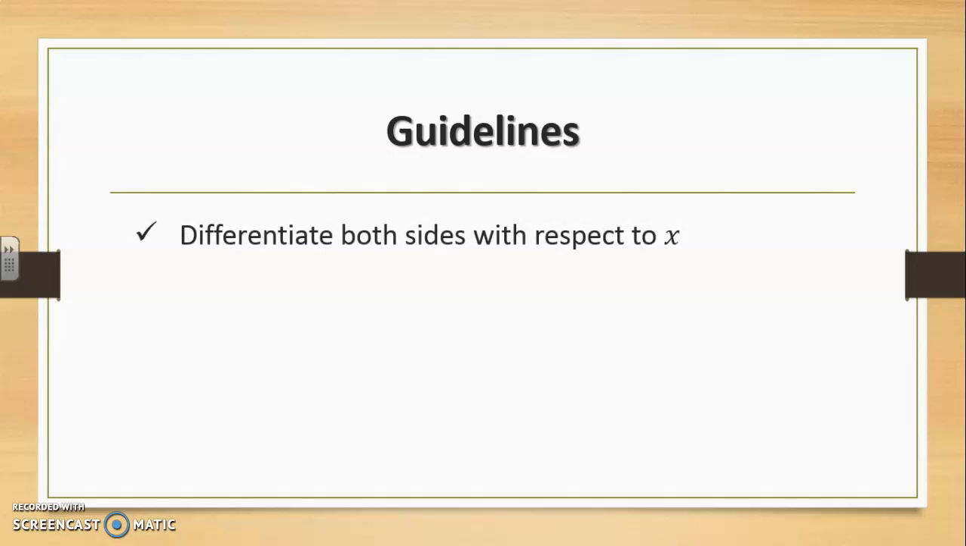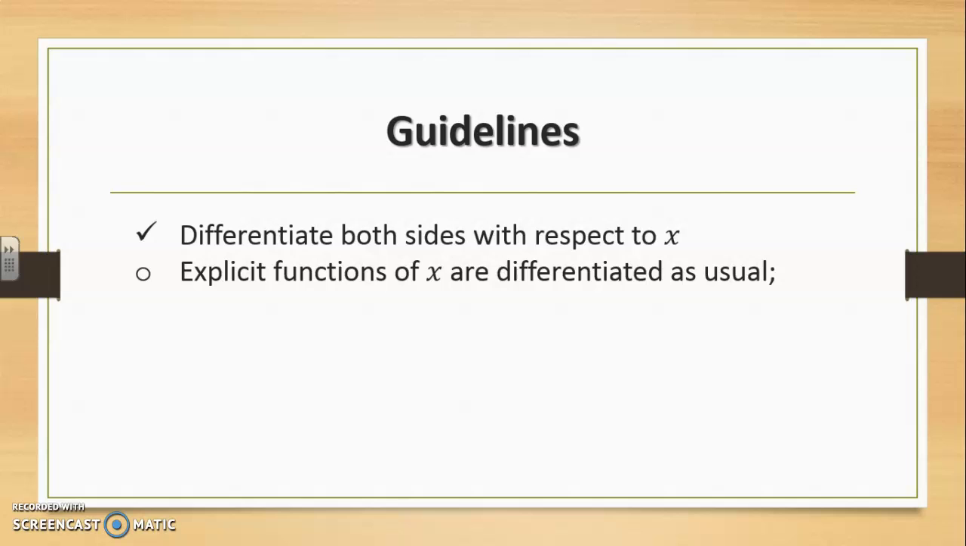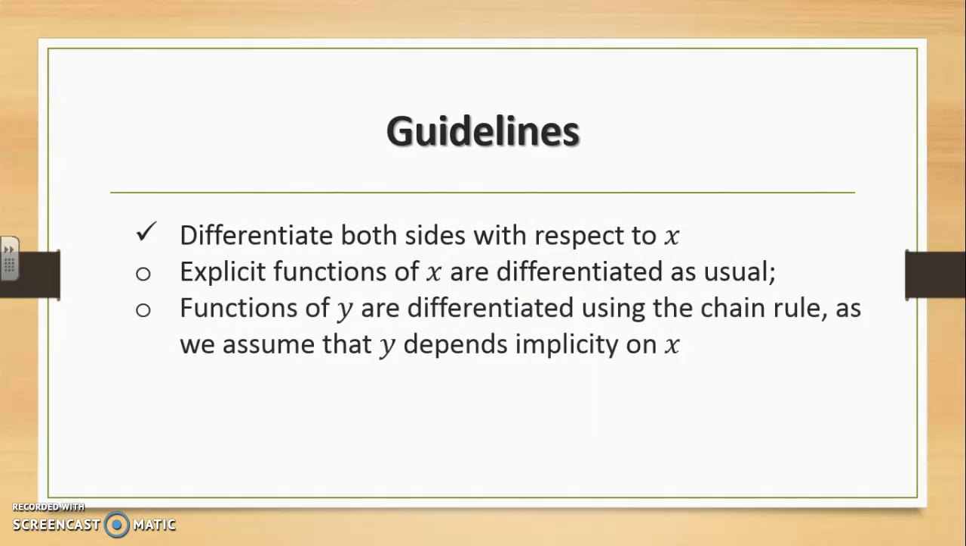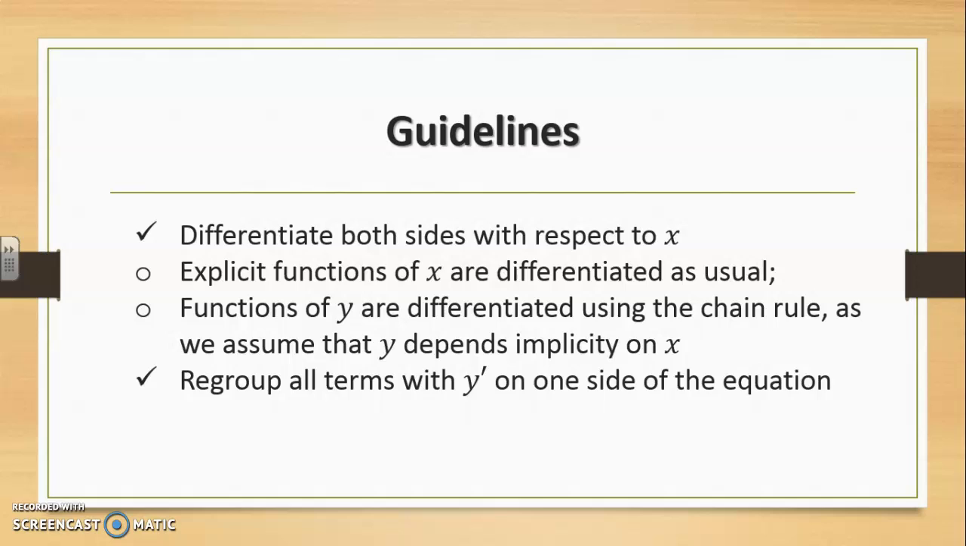So, some guidelines to follow when you perform implicit differentiation. Differentiate both sides of your implicit equation with respect to x. Terms that are explicit functions of x are differentiated like usual. Functions of y are differentiated using the chain rule, as we assume that y depends implicitly on x. We will regroup all terms with y prime on one side of the equation and those without on the other side. And then we'll factor and isolate y prime.